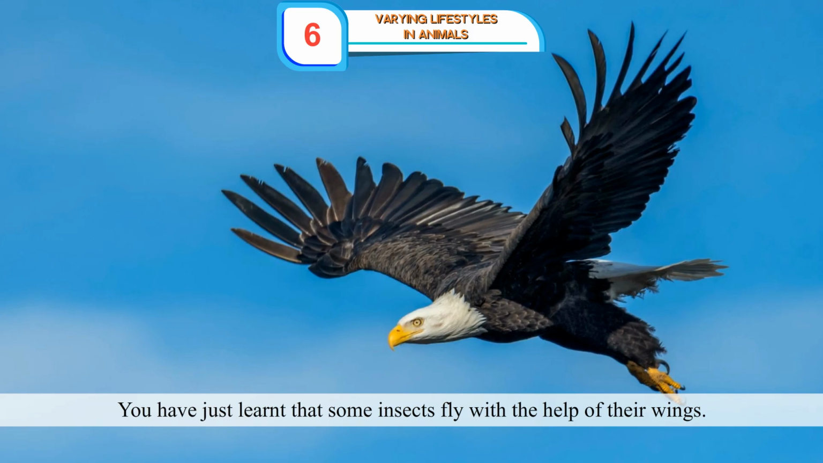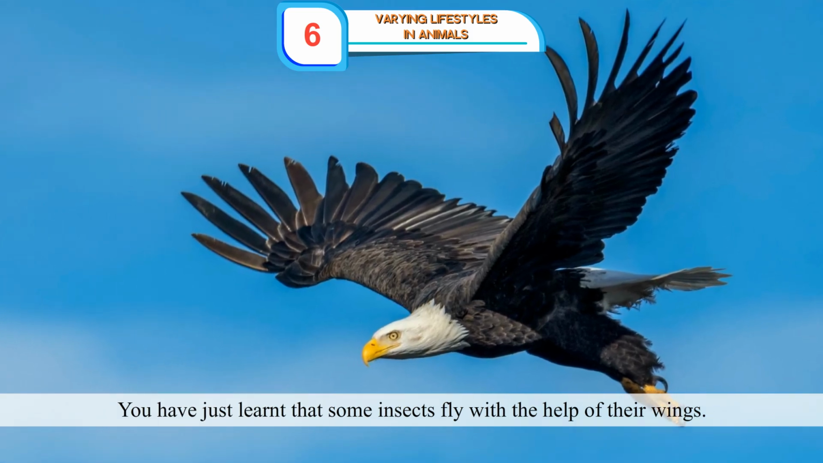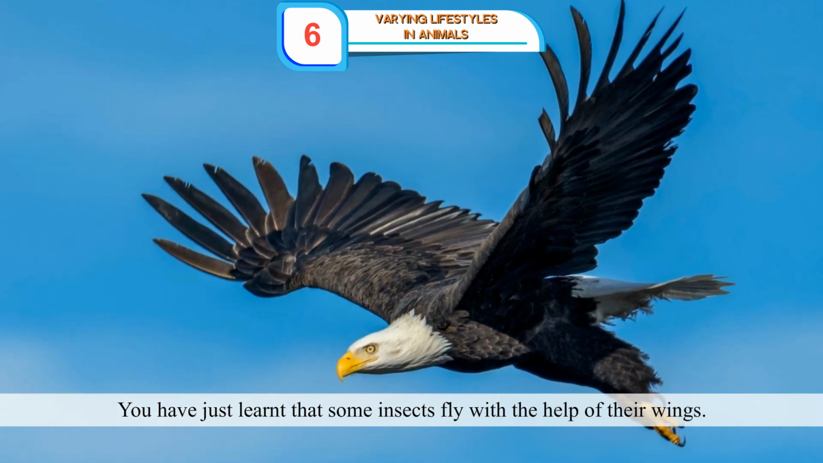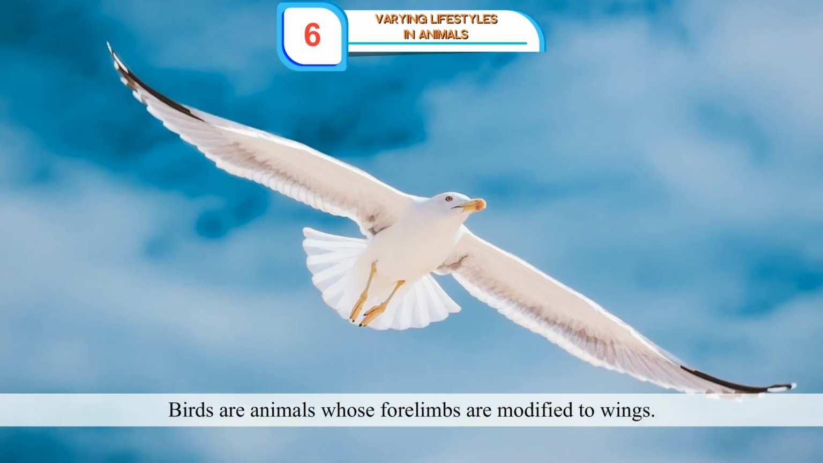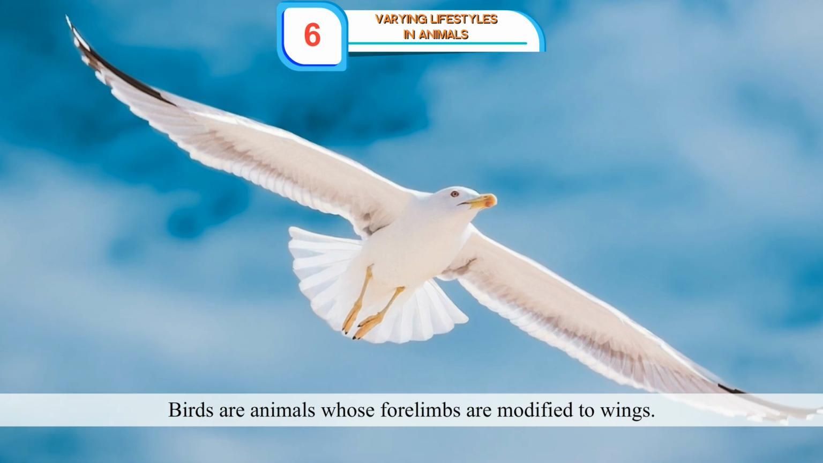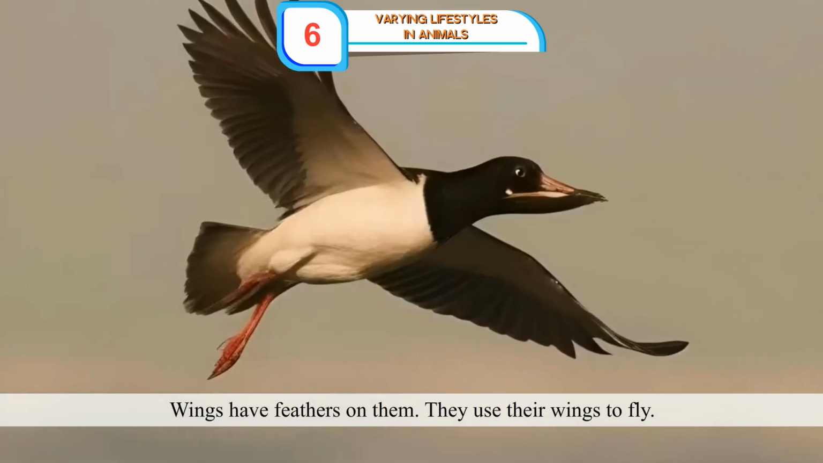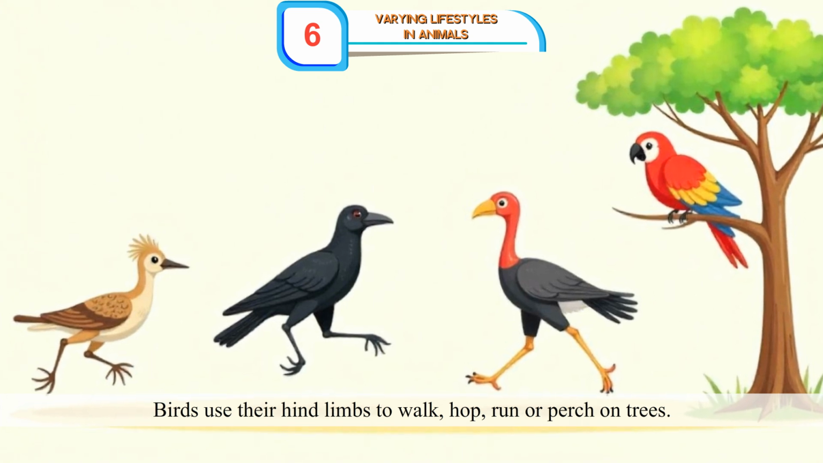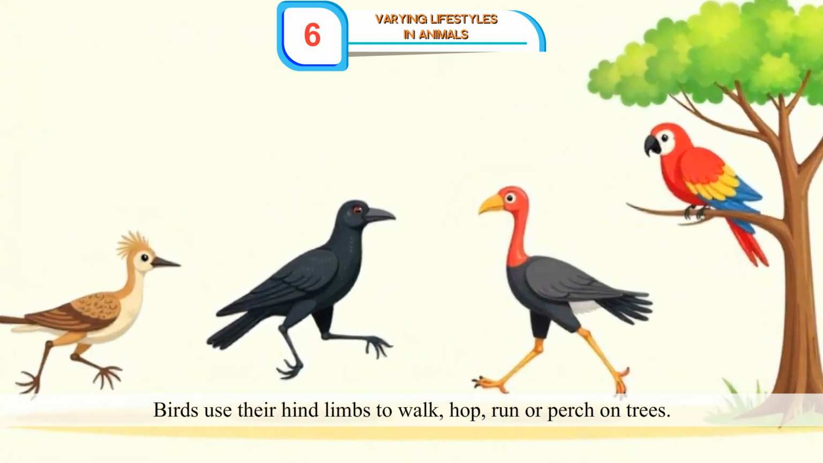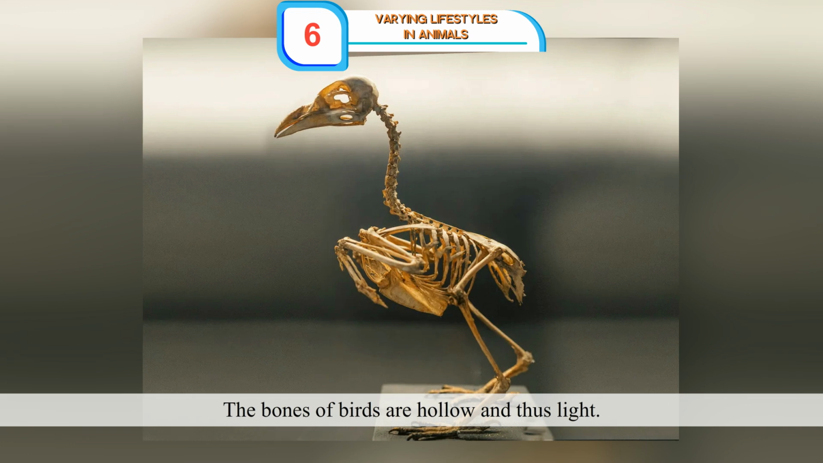Animals that fly. You have just learned that some insects fly with the help of their wings. Birds are animals whose forelimbs are modified to wings. Wings have feathers on them. They use their wings to fly. Birds use their hind limbs to walk, hop, run, or perch on trees.